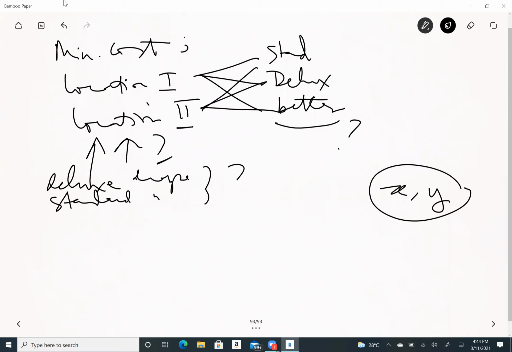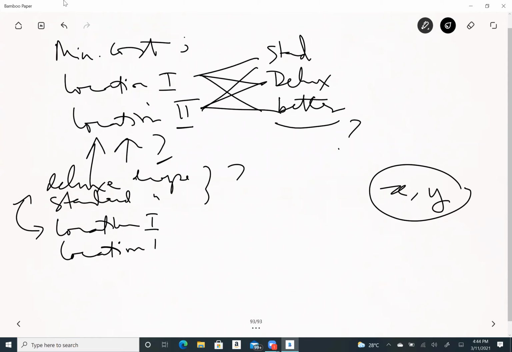Or do you agree with these variables? Are these the variables? No. Okay, what are the variables? If somebody says no, then what? Location. So there are two answers here. One is location, that means location 1, location 2.